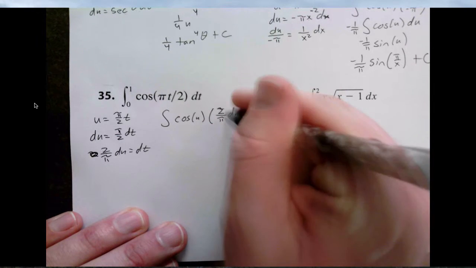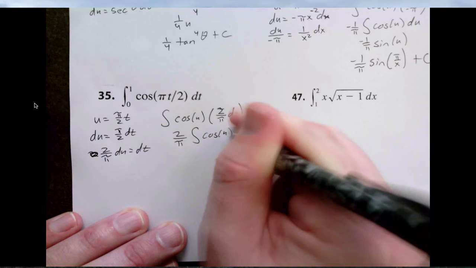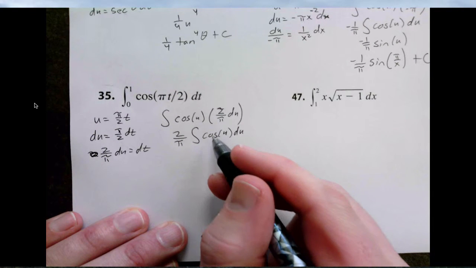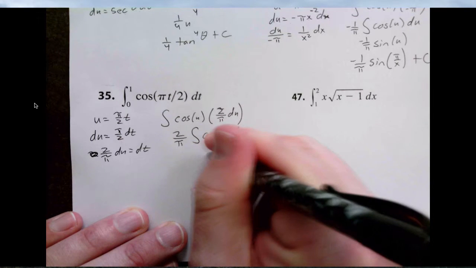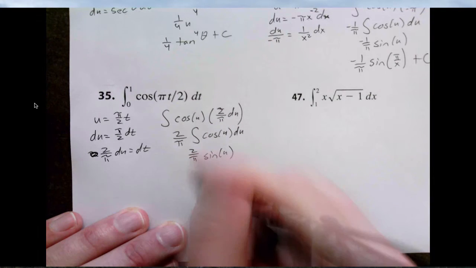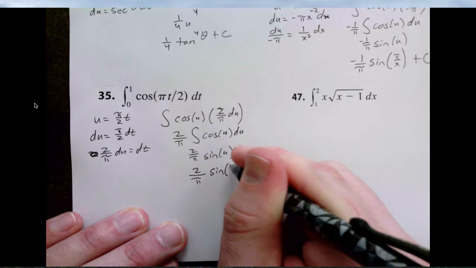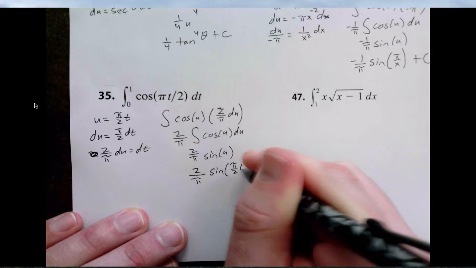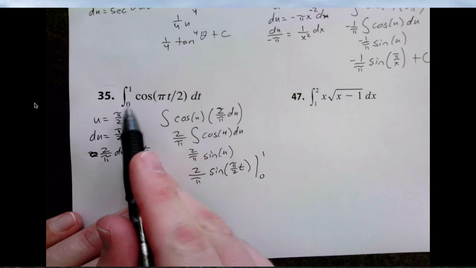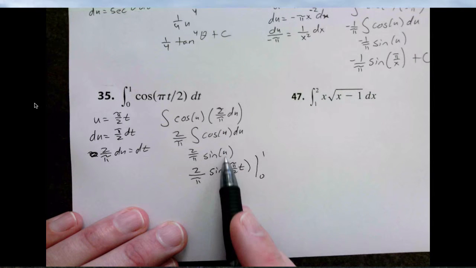The 2 over pi I'm going to bring out front again. Now I have the integral of cosine u du. All right, the antiderivative of cosine is sine. I still have 2 over pi out front. Okay, now I'm going to switch it back to pi halves t. Now I can use my limits of integration of 0 to 1. So I couldn't use the 0 and 1 until I brought it back to t. So it couldn't be done with u. Now I can do it.